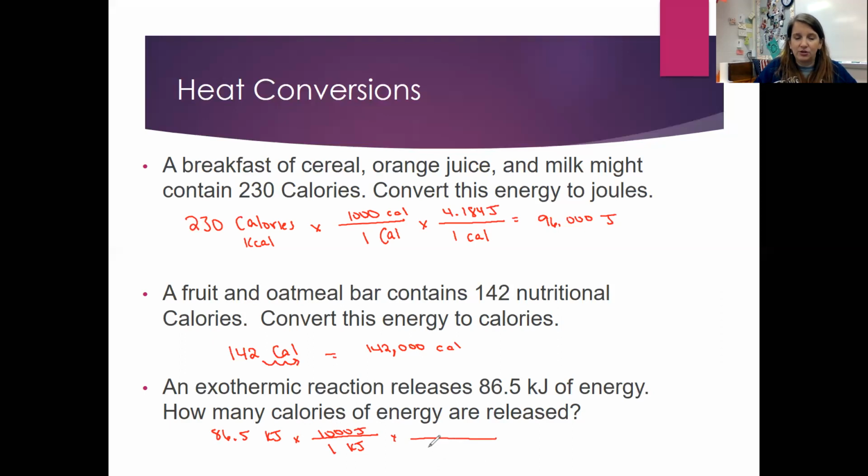And then once I get it into joules, I can convert from joules to calories by using that new conversion factor. 4.184 joules is equal to 1 calorie. And then I can go ahead and solve. So 86.5 times 1,000 divided by 4.184. And I can have 3 sig figs. So my answer would be recorded as 20,700 calories. Okay?